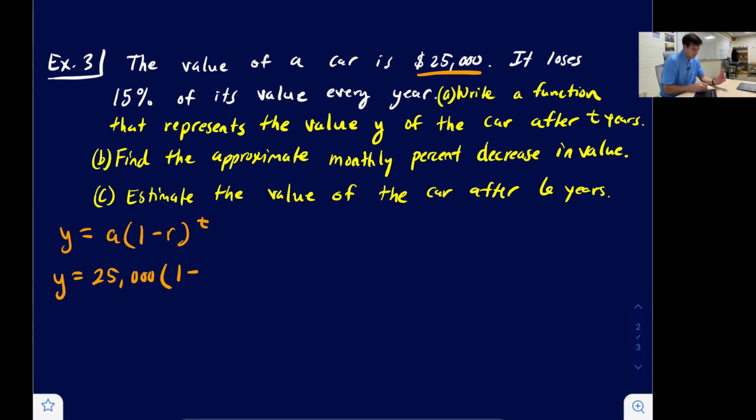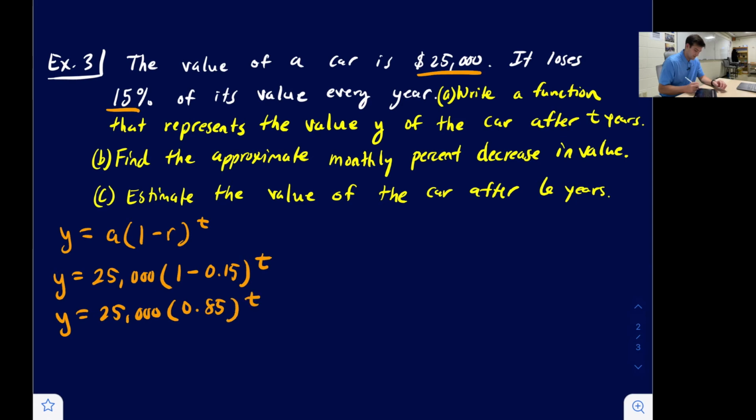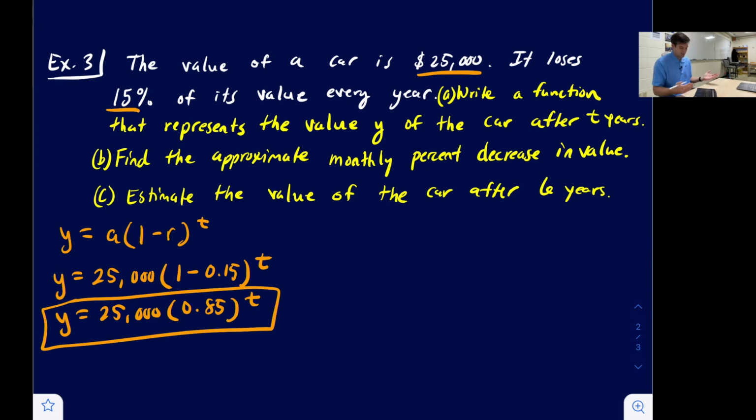Okay, now we have 15%, so we want to write that as a decimal. So we're going to say 0.15, and we're going to raise that to the power of t. Now we can subtract there, and we get y equals 25,000 times 0.85 to the t power. Okay, and so now that's going to be our equation. That represents the value of the car after t years.